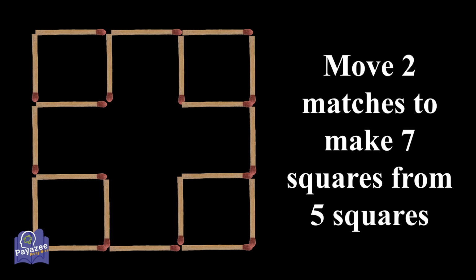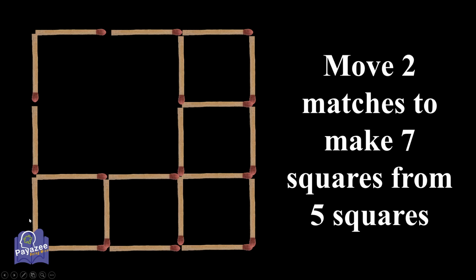Let's start with the solution. First we will move these matches. I have got 2 solutions, by the way. So this is the first solution. The one move is done and this is the second move. So we can see that there are 7 squares. Let's count it. One big, 1, 2, 3, 4, 5, 6 and another is this, the 7th square.